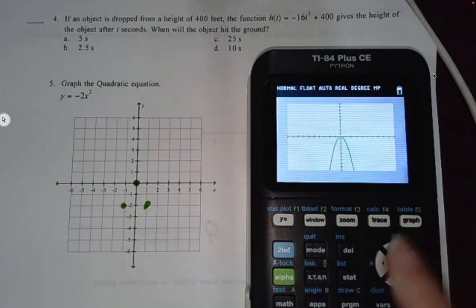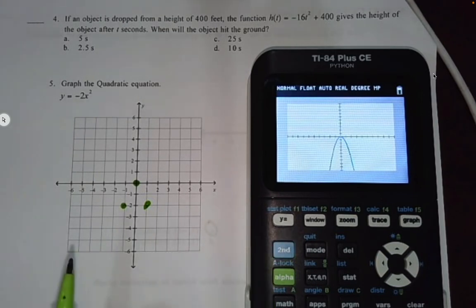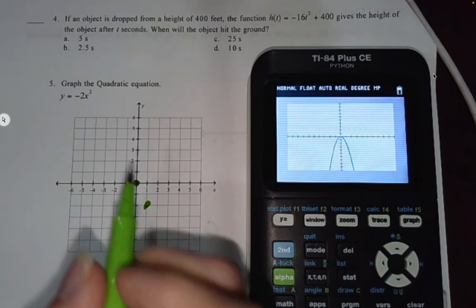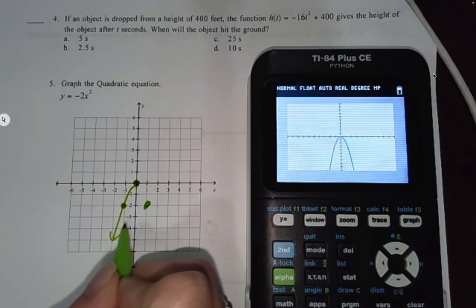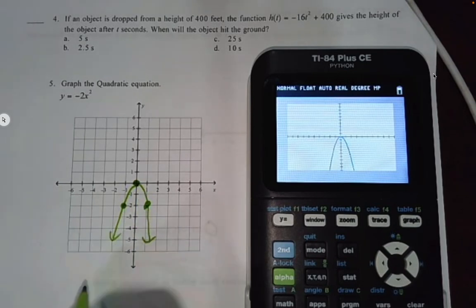Okay, now let me look at my graph. Is that going to look like the same shape? It does. So I'll just kind of draw it. Now what it looks like from there, you don't have to be perfect. See how I see those 3 points on that? That's what I'll be looking for.